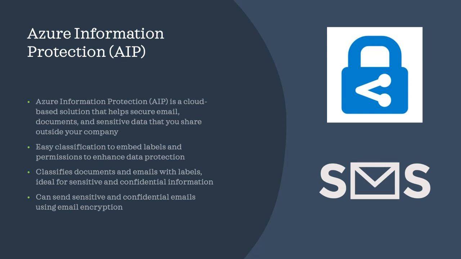Like I say, it classifies the documents and emails with labels. You can label emails as well to say they're confidential or sensitive for only certain people, and you can set the permissions on who you want to be able to see what you send out or internally. You can also send encrypted emails as well. What that allows you to do within Outlook is you'll get the encryption icon, which is similar to the one that's on screen.